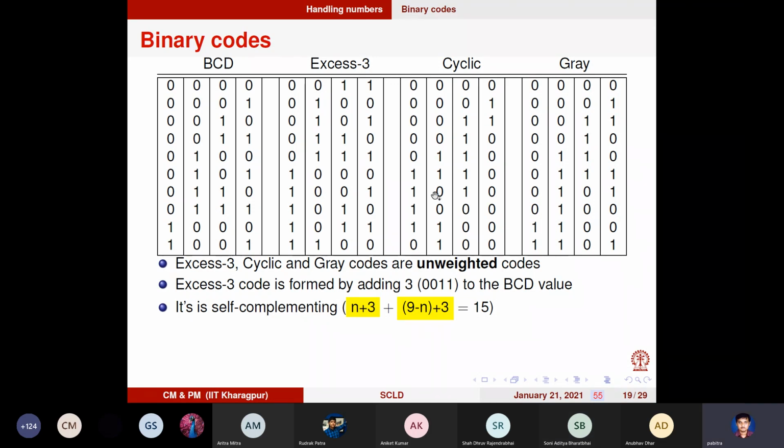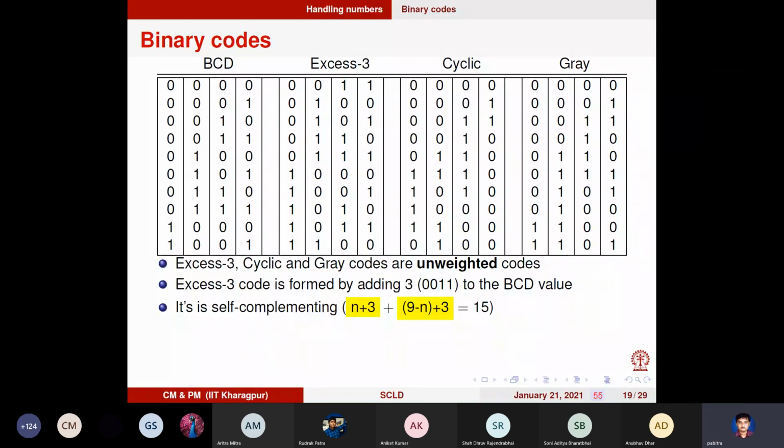Okay, so another possible exercise you can do is this. We have obtained XS3 by adding 3 to the 8421 BCD code. There exists a weight for XS3 also. Can you figure out what is the positional weight that is used in XS3? That also can be figured out, so I leave it to you as an exercise. What is the weight used in XS3?